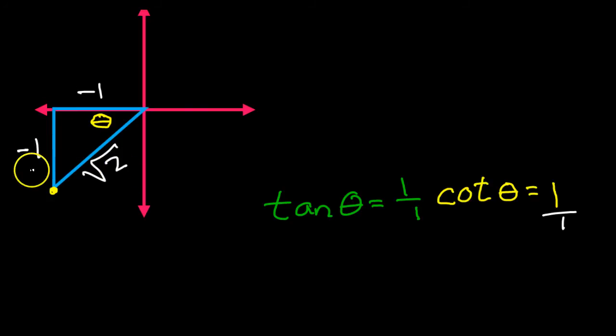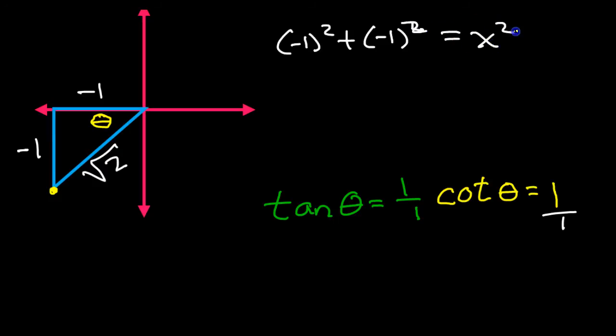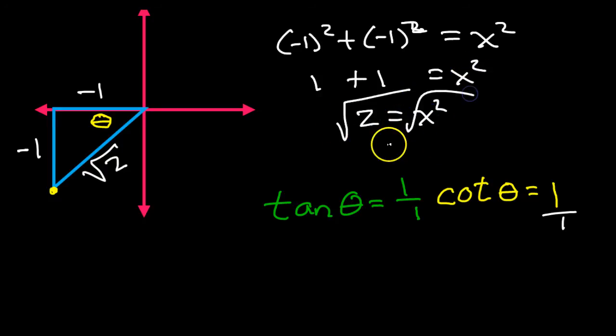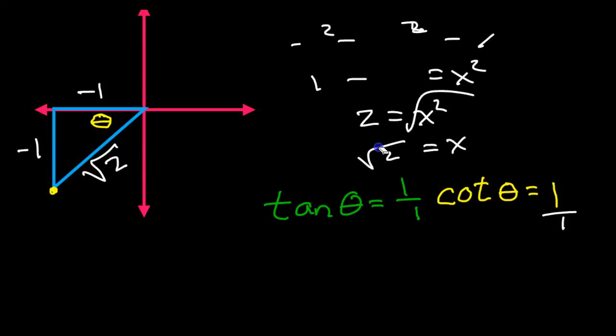Anyway, I could use my special triangle knowledge, or I could have done the Pythagorean theorem and done negative 1 squared plus negative 1 squared is equal to x squared. That would give me 1 plus 1 is equal to x squared, 2 is equal to x squared. But once you take the square root of both sides, you just get the square root of 2 is equal to x. So that's where I got the square root of 2 from, if you're going to do it the long way. Anyway, back to business.